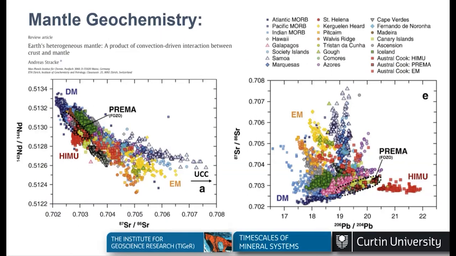So this graph here, we're looking at 143 neodymium over 144 neodymium versus the 87 strontium over 86 strontium ratio. What you find is that mid-ocean ridge basalts tend to plot up in this part of the diagram here, whereas your ocean islands overlap that to some extent, but they also show a lot of scatter down to quite high radiogenic strontium compositions and very unradiogenic neodymium compositions, which are more characteristic of continental crust.